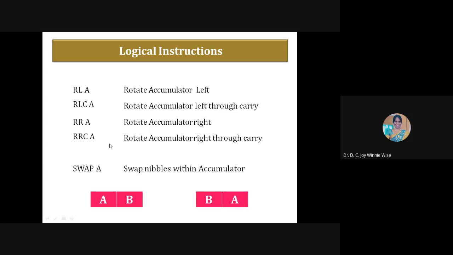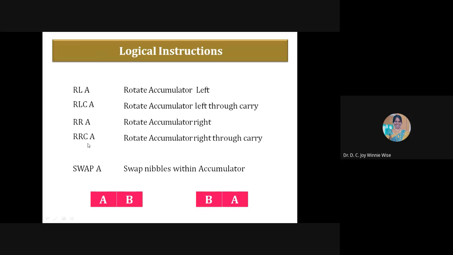Next one is rotate instruction. Rotate left accumulator. Next one is rotate left along with the carry. The leftmost bit will be moved to carry, and the content of carry will be transferred to the rightmost. Next one, R means rotate right. RRC is rotate right through carry. Here the accumulator content only will be rotated.